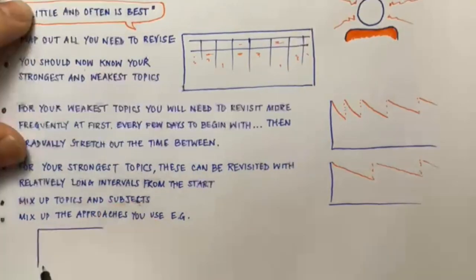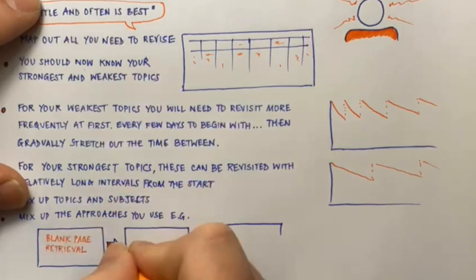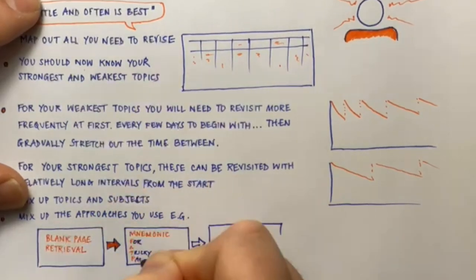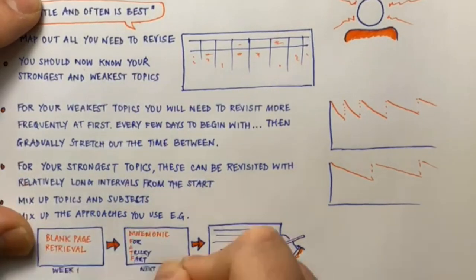For example, if you are revising cell structure for biology, do some blank page retrieval practice this week, create a mnemonic for a tricky part of the topic the week after, and do a practice question the week after that.